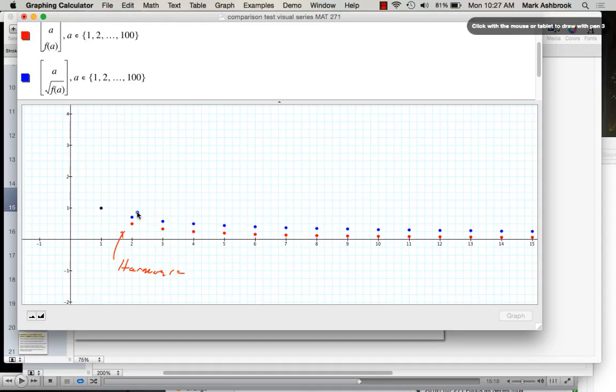The y values of the blue, the y values are what? And that's actually another what? P, that's a P sequence with P equal to what? 1/2. Does the sequence go to 0? P sequence, P is greater than 0. So the sequence goes to 0.